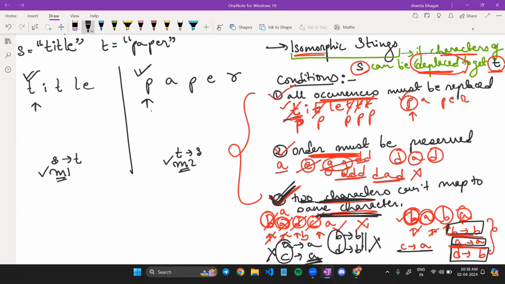And I hope it's clear why we are using the second map. Because we don't want to violate the third case, right? That is, we don't want two characters to be mapped to the same character, correct? So let's start the dry run.